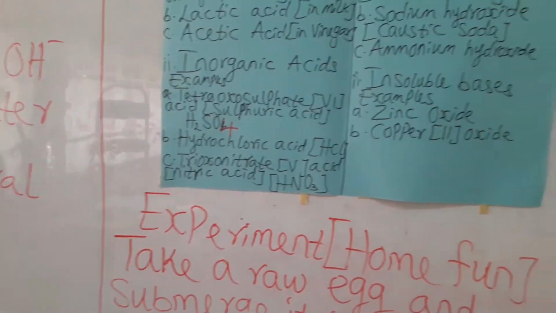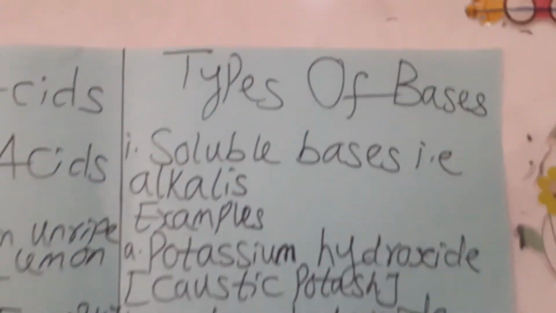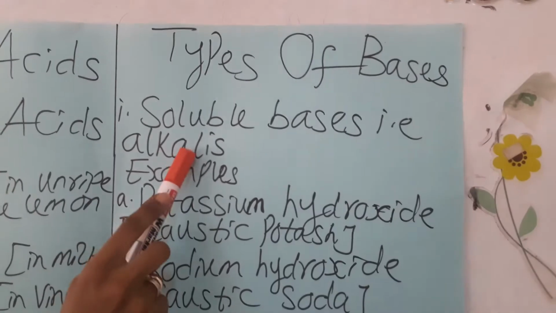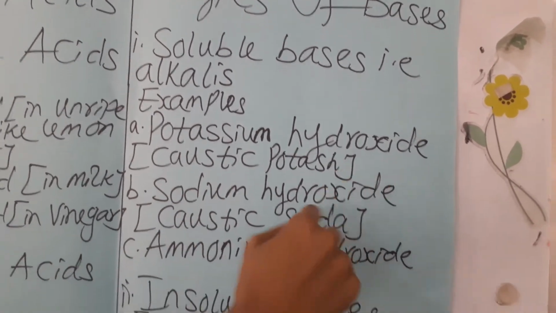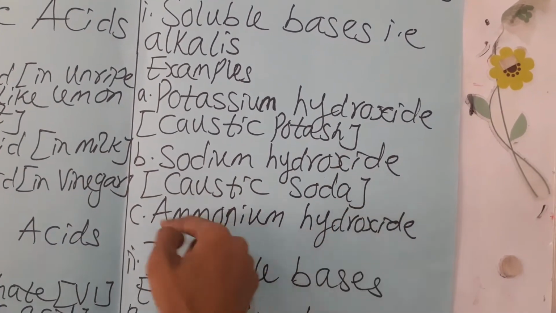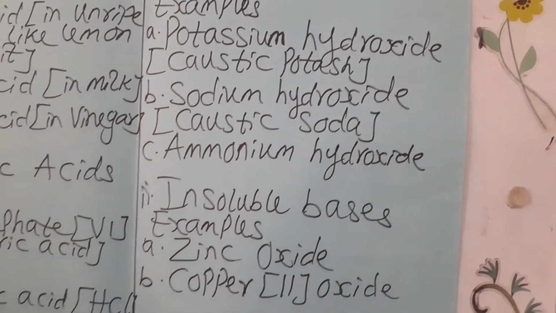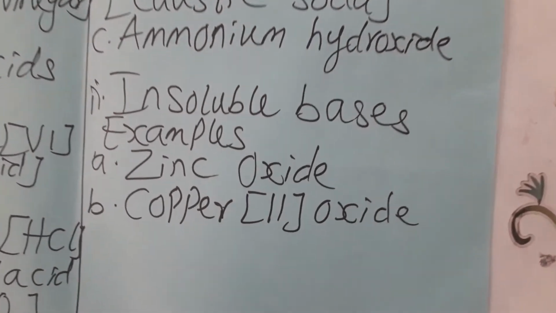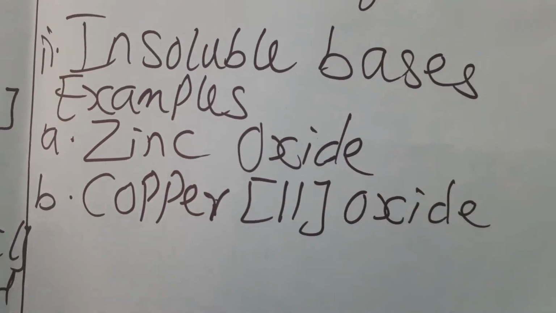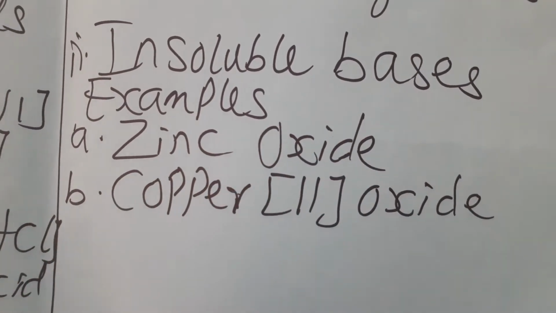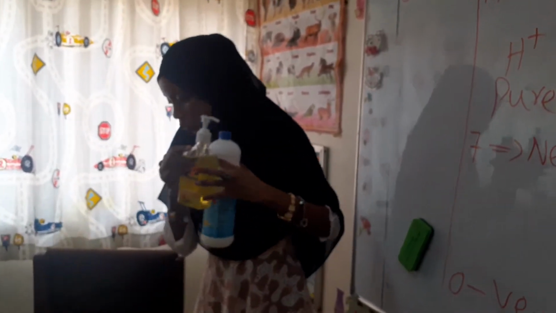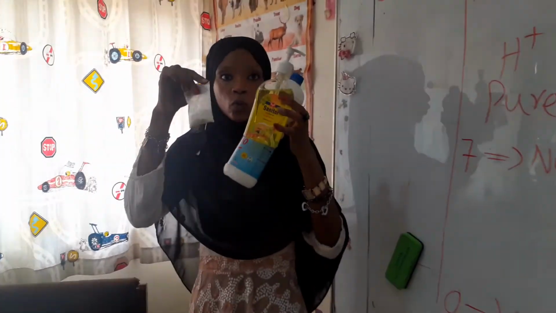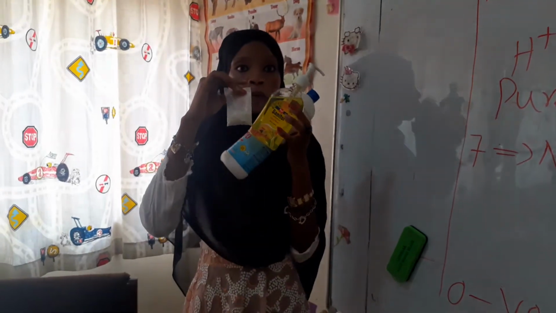We also have two types of bases. We have the soluble bases, which are soluble in water and are also called alkalis. Examples are potassium hydroxide, that's caustic potash, sodium hydroxide, caustic soda, and ammonium hydroxide. We also have insoluble bases. These are bases that are not soluble in water. Examples are zinc oxide and copper oxide. And I also have this hypo here, washing liquid, and my baking soda. They are all examples of bases.